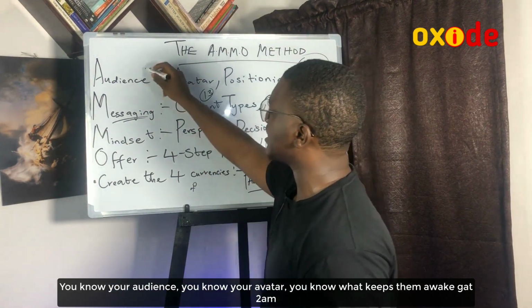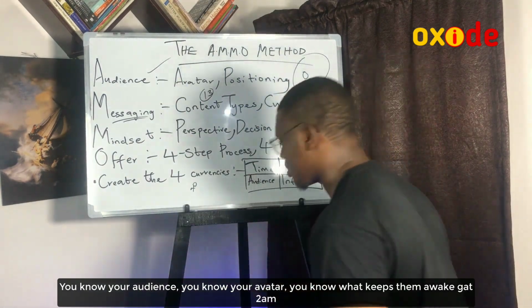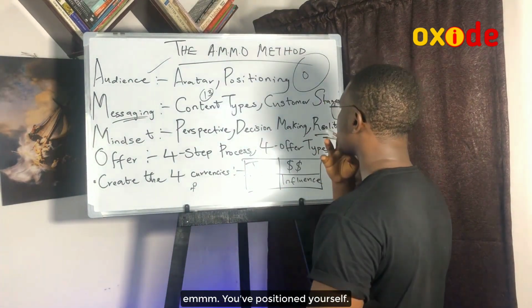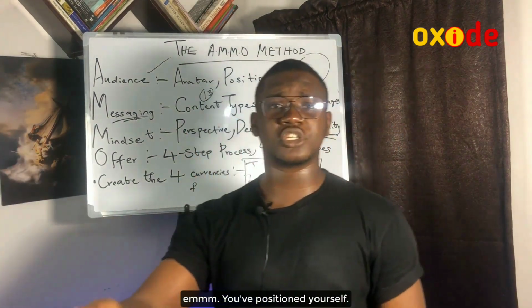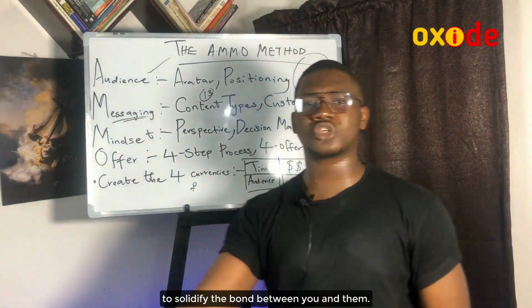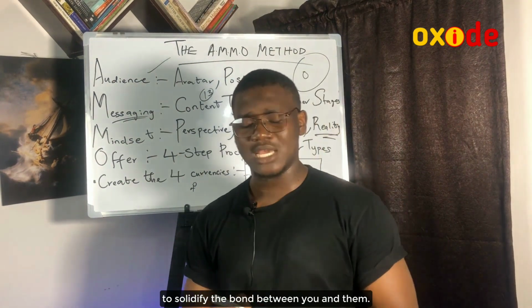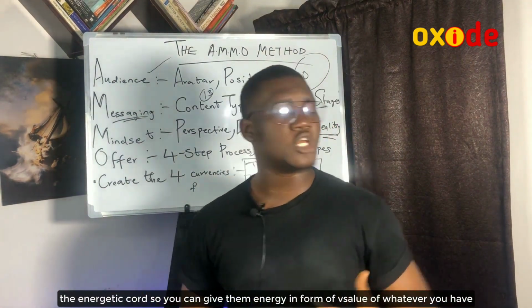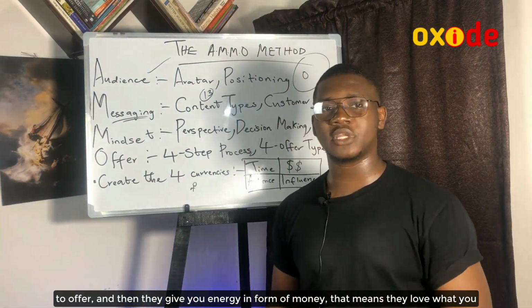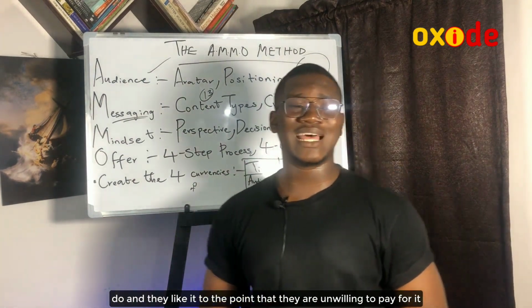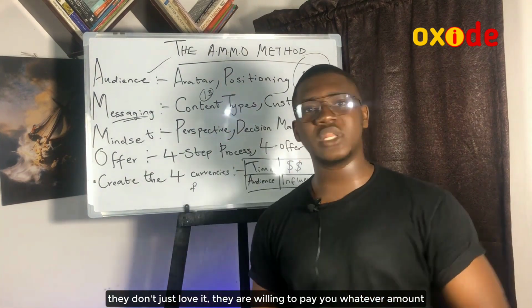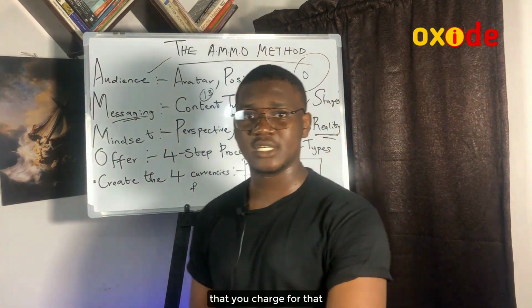So your content types, that's where we come. You've defined your audience. You know your avatar. You know what keeps them awake at 2 a.m. You know what they want, what they want to achieve, their vision, their goals, and all of that. You've positioned yourself. That means you've niched down. You've created this small pond. Now you want to solidify the bond between you and them. That means you want to strengthen the energetic cord so you can give them energy in form of value or whatever you have to offer, and then they give you energy in form of money. That means they love what you do, and they love it to the extent they are willing to pay you whatever amount you charge for that.